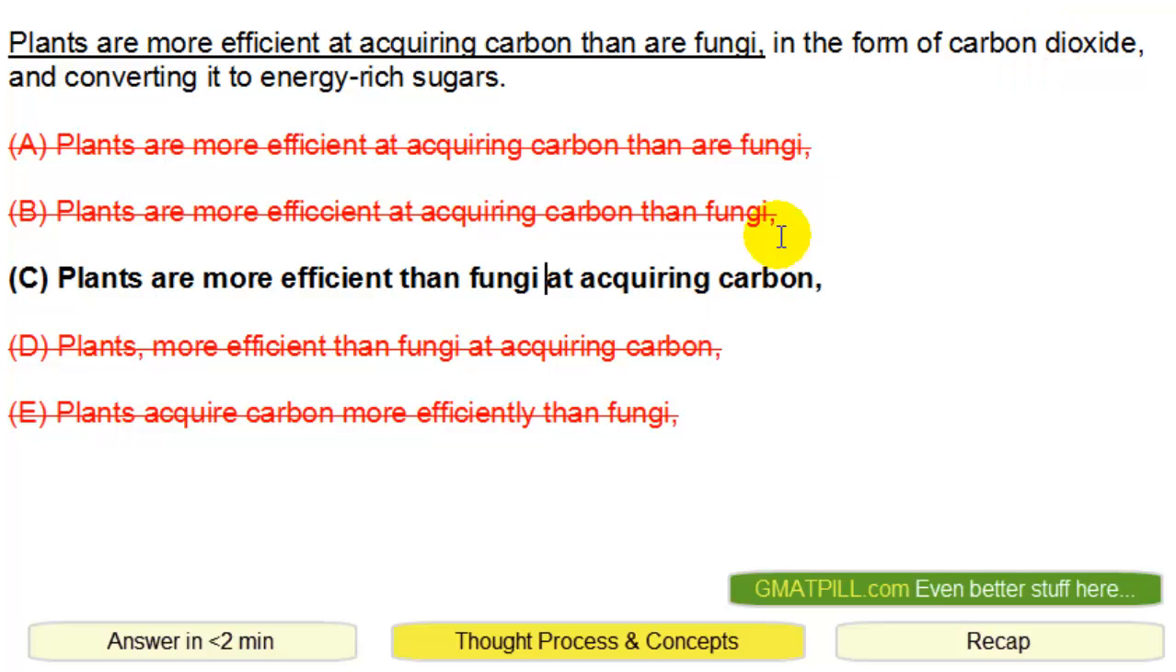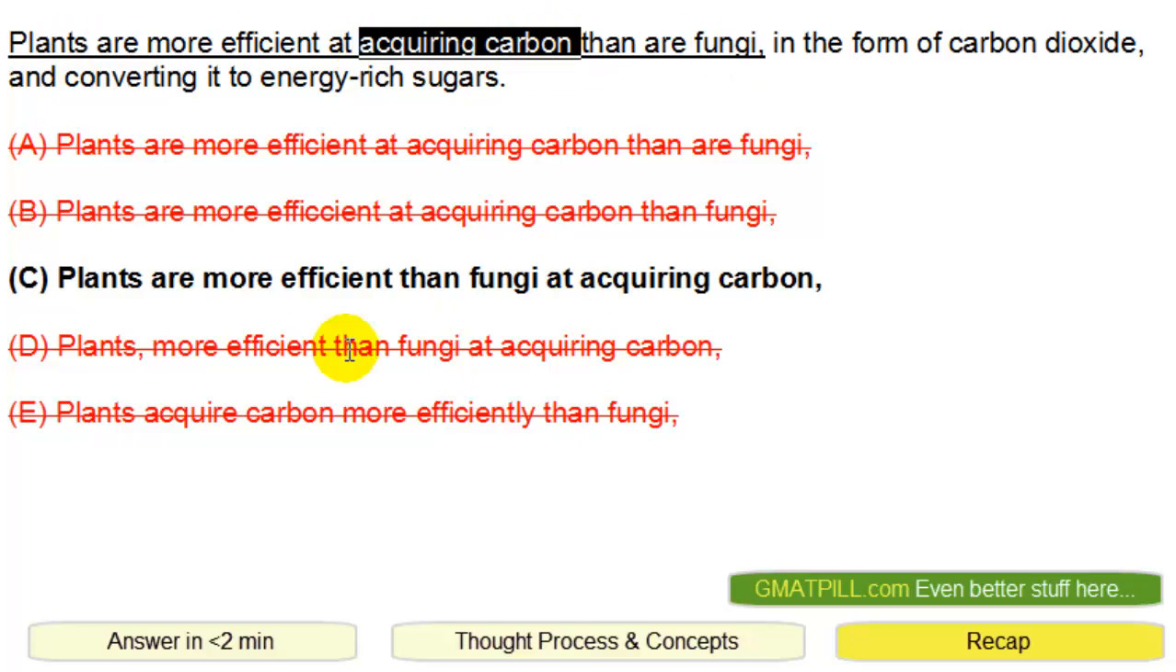And that's why this flows properly to the next second half of the sentence. And it also properly compares apples with apples. And that's why answer choice C is correct. As a recap, we saw the keyword more than, so we paid close attention to what exactly we're comparing. And it turns out what we want to compare is the fungi and the plants directly, and then mention their ability to acquire carbon. And it turns out answer choice C is the only one that does that.